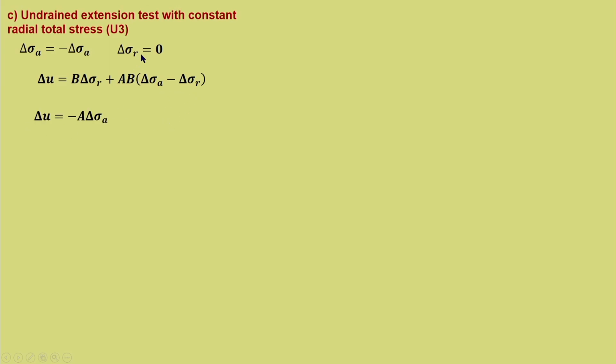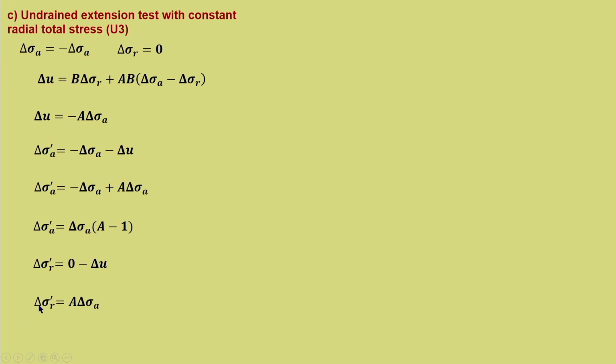So, substituting delta sigma r equal to 0, we have delta u is equal to minus A delta sigma A. Now, we can find out delta sigma A dash. Substituting for delta u, we get delta sigma A dash is equal to delta sigma A into A minus 1, and delta sigma r dash is equal to 0 minus delta u, that gives delta sigma r dash is equal to A into delta sigma A.